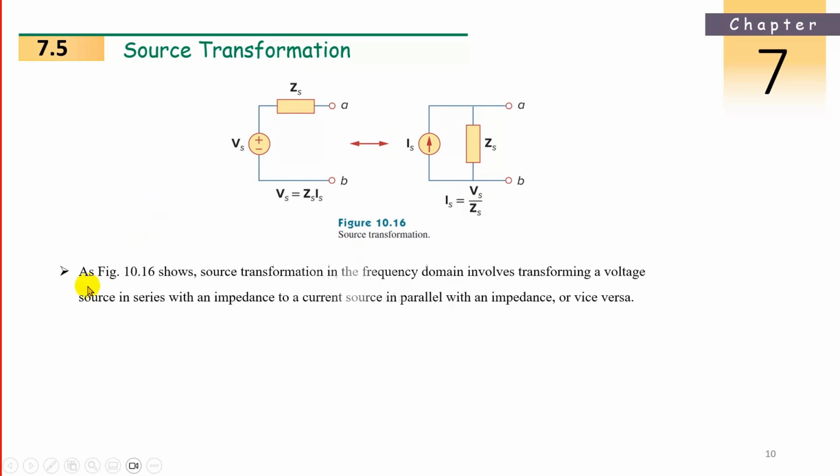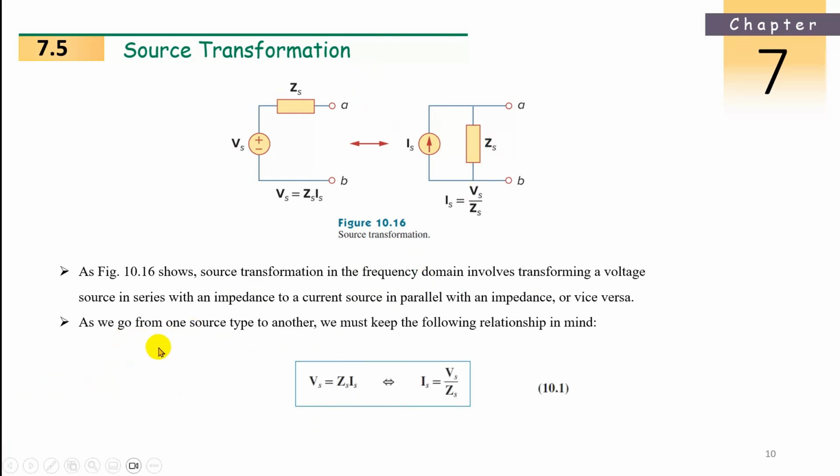Source transformation in the frequency domain involves transforming a voltage source in series with an impedance, not a resistance, to a current source in parallel with an impedance, or vice versa. This is called source transformation for AC. Generally, frequency domain and AC are the same. The question may change here. I can ask in AC or frequency domain: source transformation in AC is dash. You can put it in this diagram.